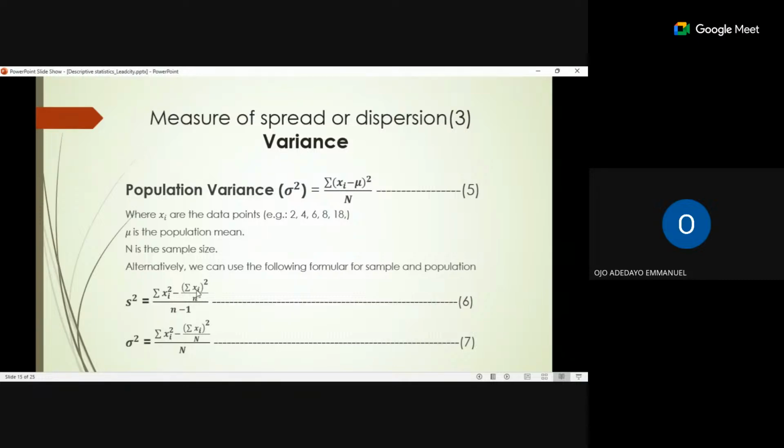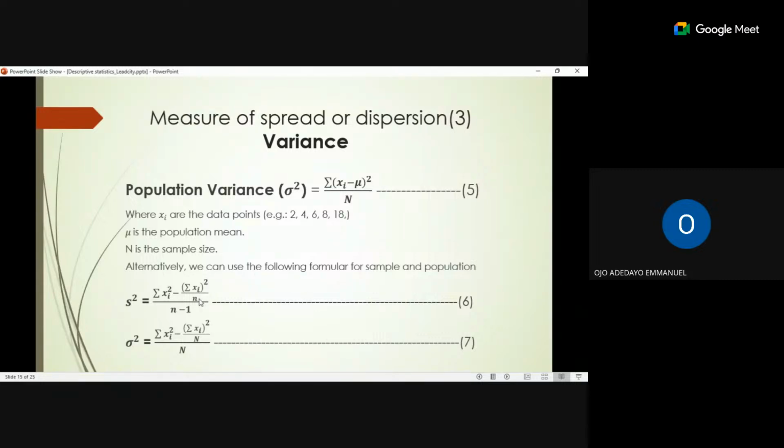Now, the x sub i simply means that whenever my i here is equal to 1, it is the first observation, which is 2. Whenever i is equal to 2, that means the second observation, which is 4. Whenever i is equal to 3, that is the third observation, which is 6. Whenever i is equal to 4, it's the fourth observation. Whenever i is equal to 5, that is the fifth observation. So i cannot go beyond 5 because I have just 5 observations. That is the meaning of x sub i.